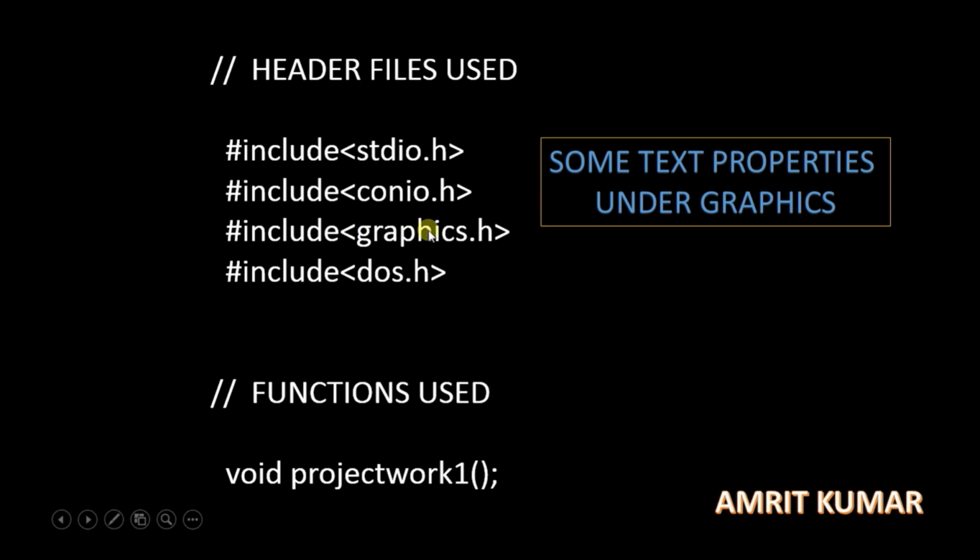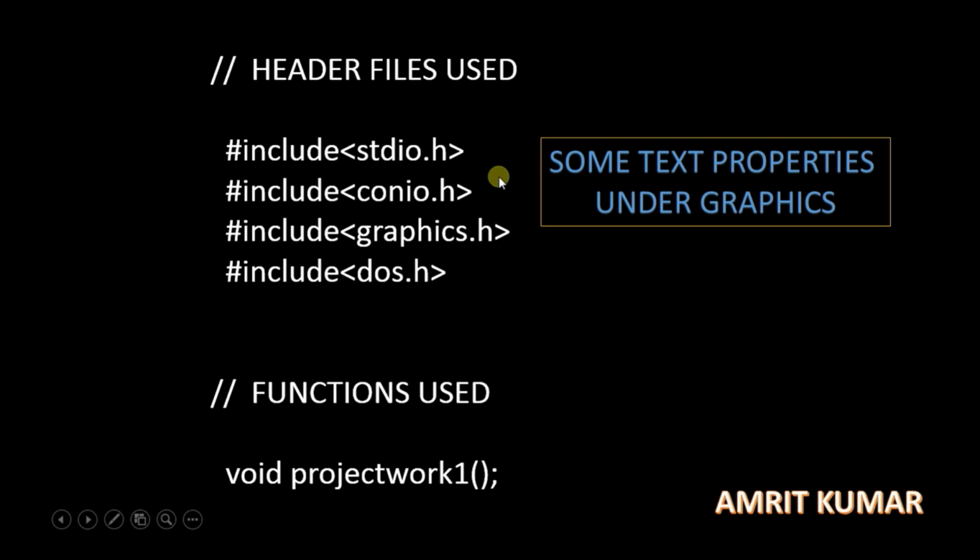For the execution of graphics you have to write this declaration, like hashtag include graphics.h. This is for the standard input output header file, this is for the console input output header file, and this is for the mathematical calculation, like x coordinate, y coordinate, that is dos.h, and this is graphics.h, meaning all the graphics files are under the graphics.h header file.